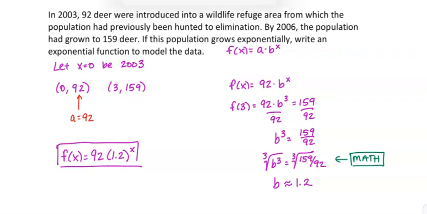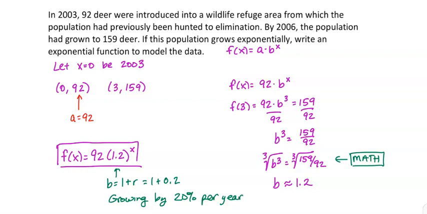So remember, when you're finding a value for b, b is 1 plus our growth rate. So this is telling us that it's 1 plus 0.2. So our population is growing by 20%. 0.2 as a decimal becomes 20 as a percent, 20% per year.